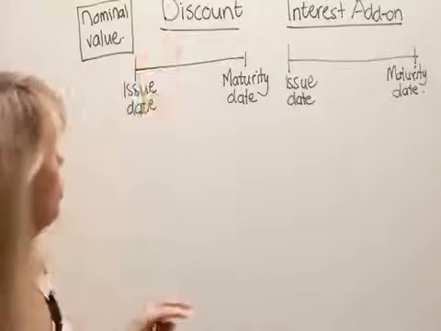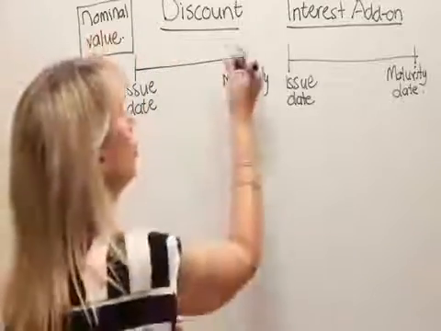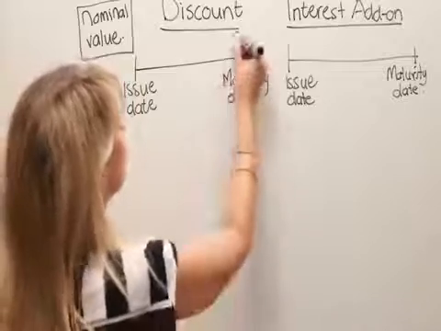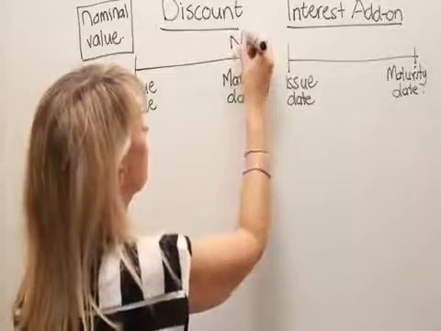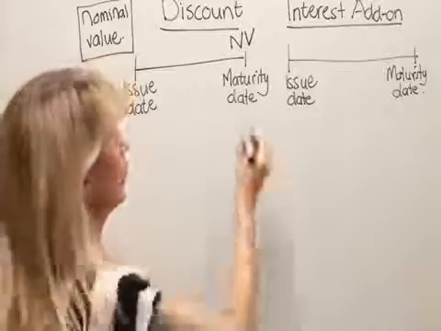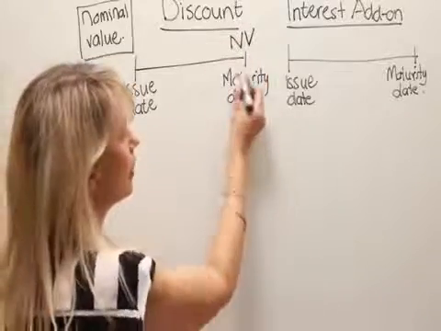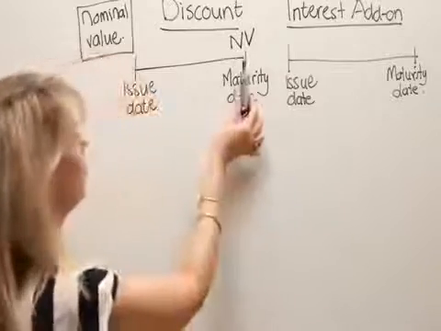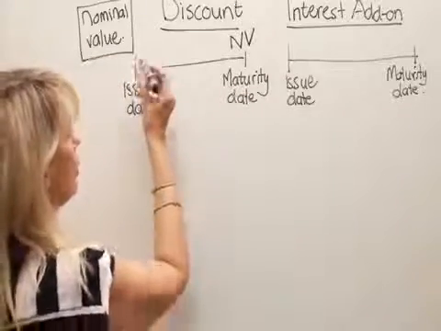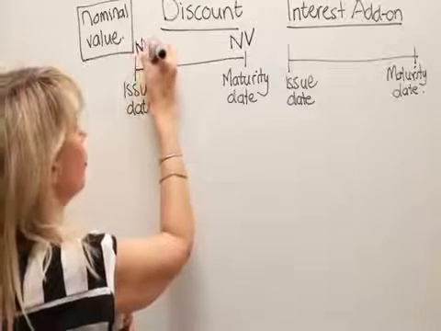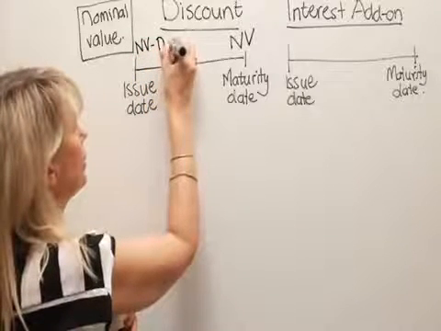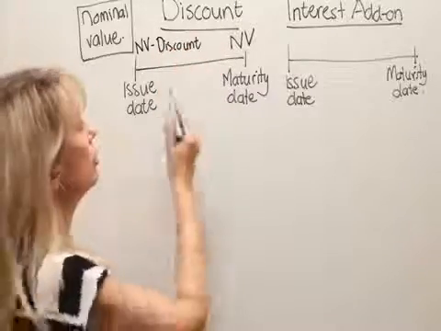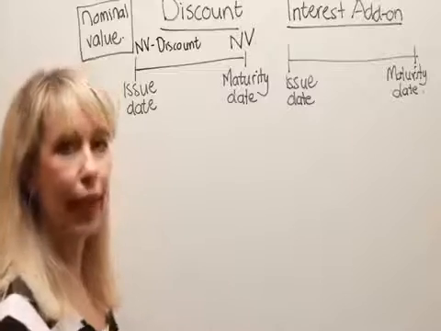So for a discount instrument, the nominal value, also called the face value, will be the amount that you will receive on the maturity date. So on the maturity date for a discount instrument, you will receive the nominal value. And when you buy it, before that, when it's issued, you're going to pay the nominal value minus a discount. And that discount is going to be determined by the discount rate.